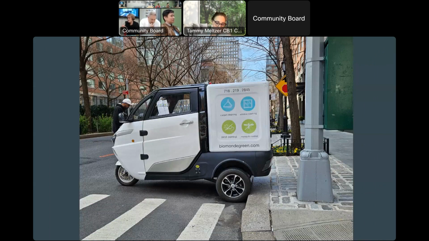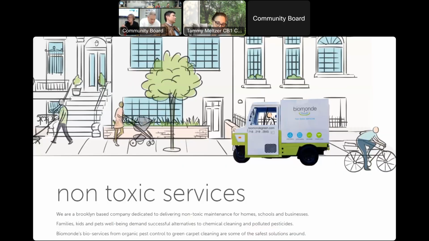And this, if you go to the next one, is a company that could be a franchise, or it could be that they just have more, but they are non-toxic cleaning services. And they own this cargo bike that they use to do their business with.